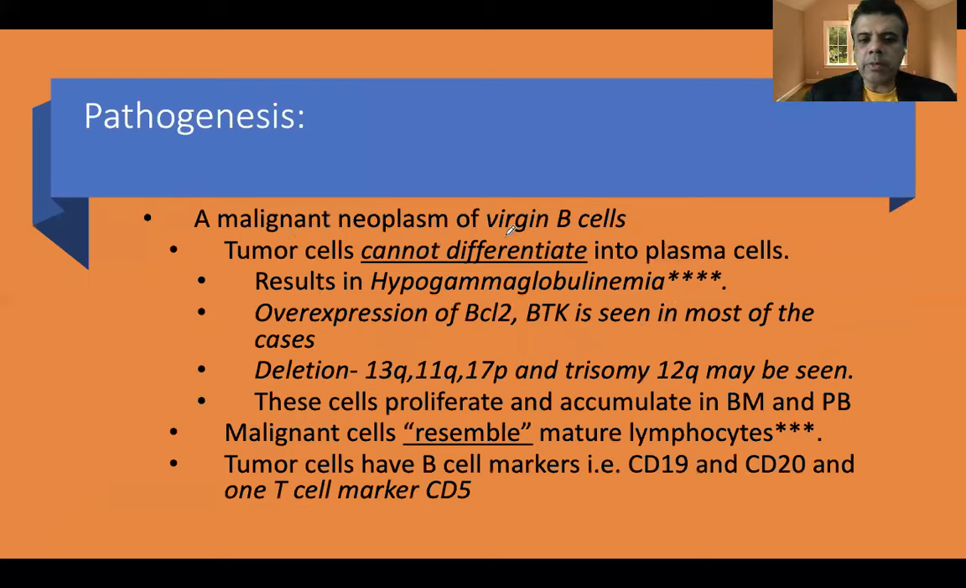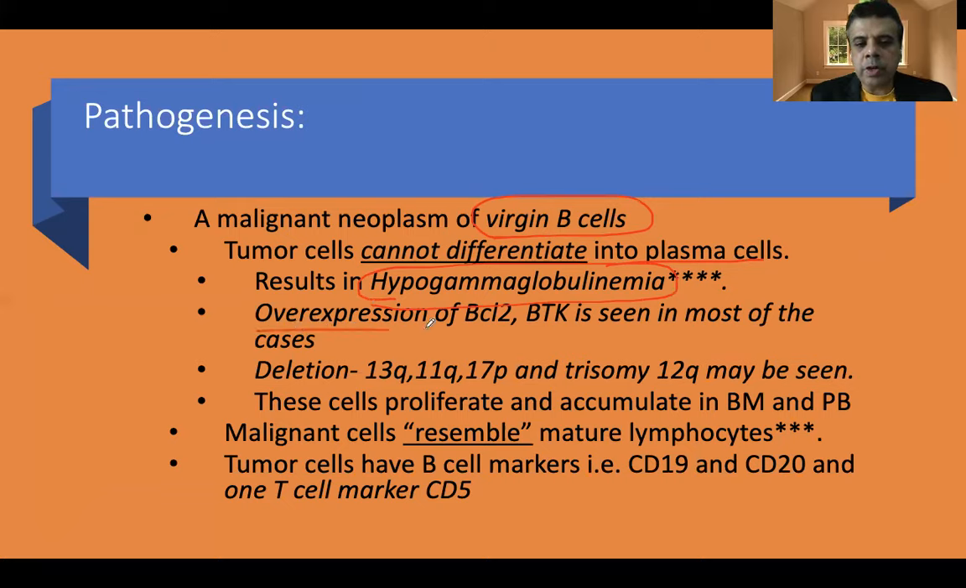It's a malignant neoplasm of virgin B cells, which you need to remember, often being asked. So it's a B cell neoplasm. The tumor cells cannot differentiate into plasma cells. The maturation of the B cells beyond the mature B cell stage is arrested, so the B cells cannot transform into plasma cells. That results in overall hypogammaglobulinemia. This is the key feature, and many of the complications arise because of this hypogammaglobulinemia, due to lack of maturation of neoplastic B cells into mature B cells.